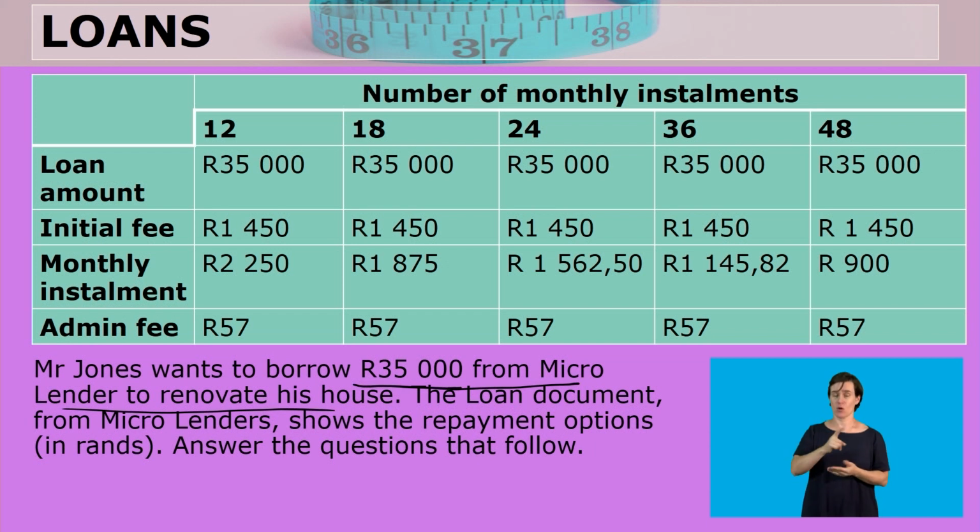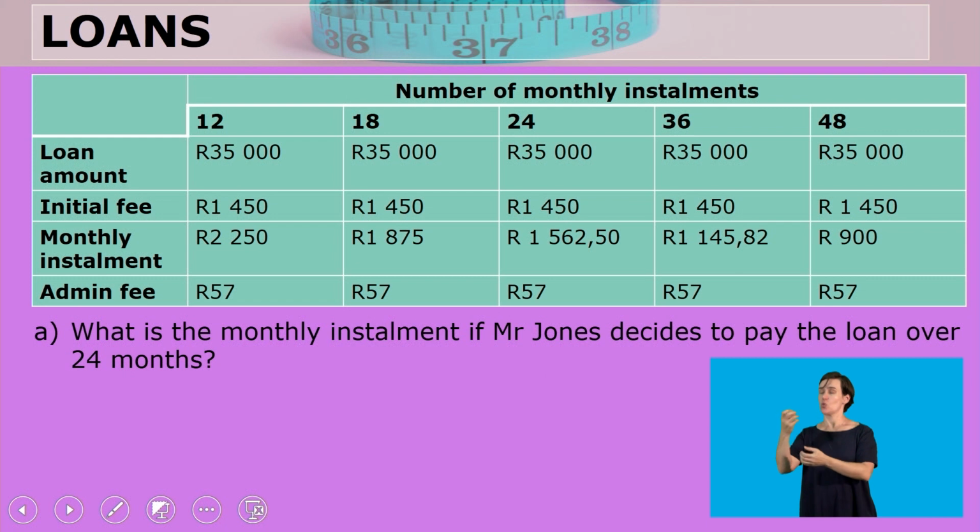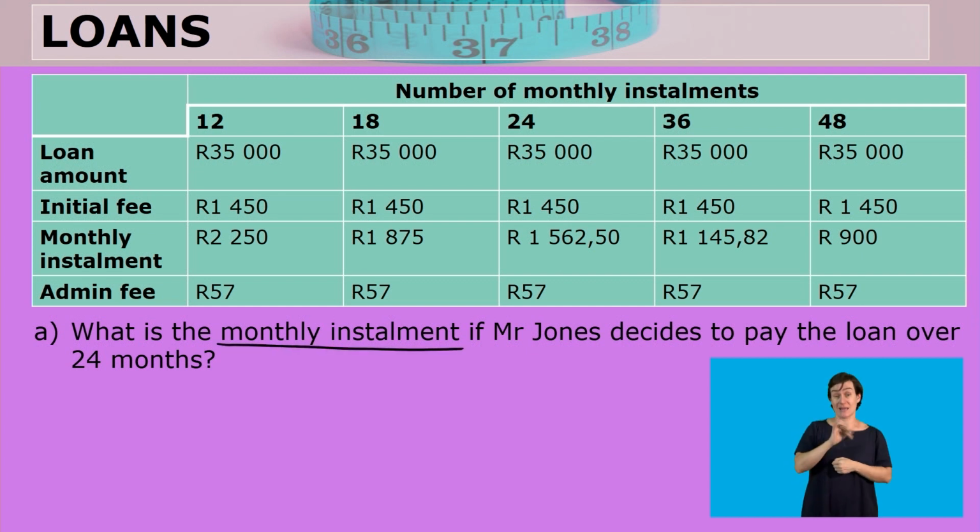Remember, there will be a lender as well as a borrower. In this case, the lender will be lending Mr. Jones 35,000. Now looking at number A, it says, what is the monthly installment if Mr. Jones decides to pay the loan over a period of 24 months. Your keyword here will be the monthly installment.